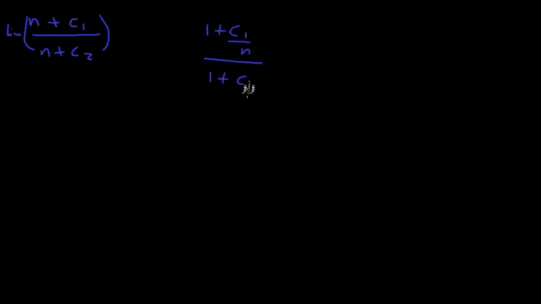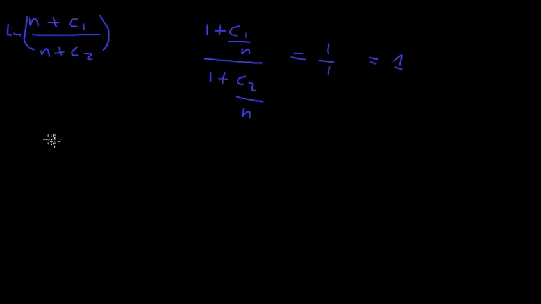Let's try to make it a little clearer. 1 plus c1 over n, over 1 plus c2 over n, and this should be 1, this should be 0, this should be 1, this should be 0 as n tends to infinity. So that should give us 1 over 1, and that should be 1. So this limit tends to 1.